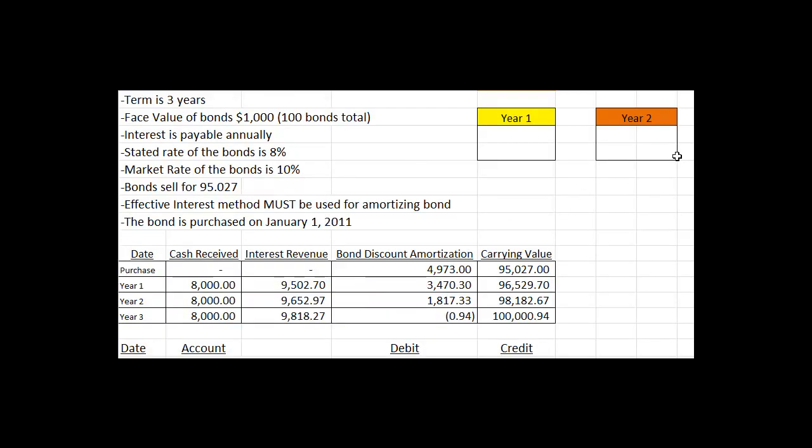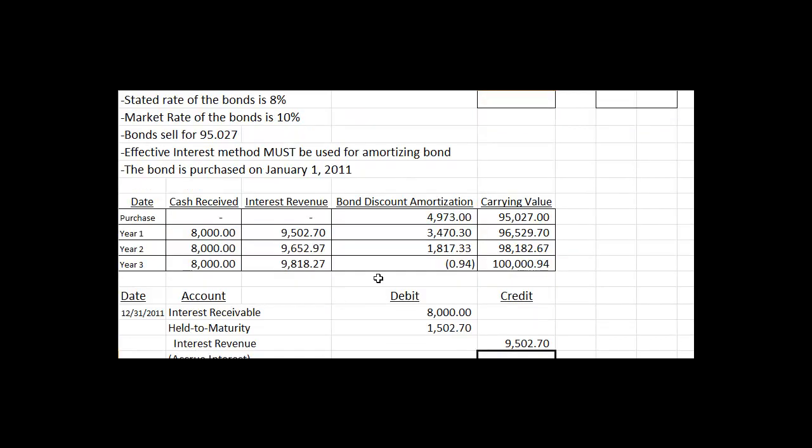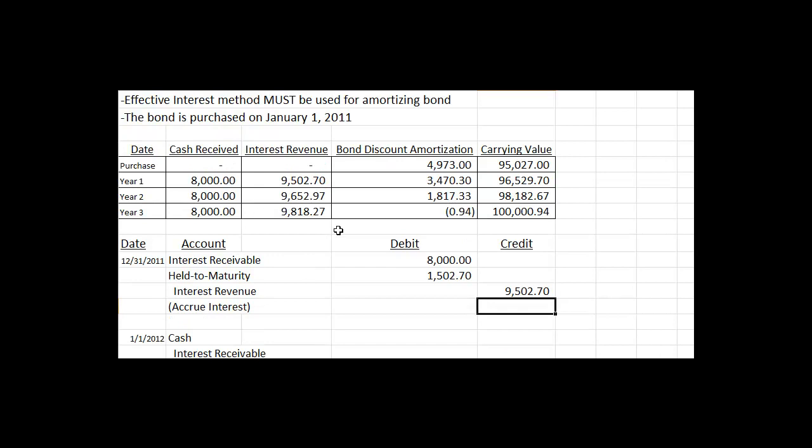You would do this again at the end of the second year. However, your numbers would change because you're going to earn 96.5297, and you just keep doing that through the life of the bond. Since it's held to maturity, it would go over and over and over until the bond matures, at which point we would receive our initial investment back.